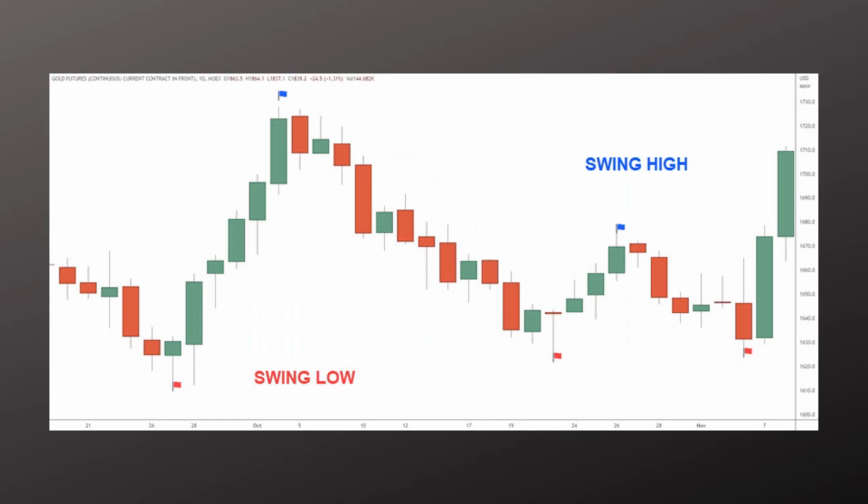So why do they exist? They exist because it's a natural part of market behavior. Whether we're talking about stocks, forex, commodities, it doesn't matter. Prices are always fluctuating as buyers and sellers take action in that instrument. Swing highs and lows are created as a result of these price fluctuations, and they really do represent important points where the market has changed direction.